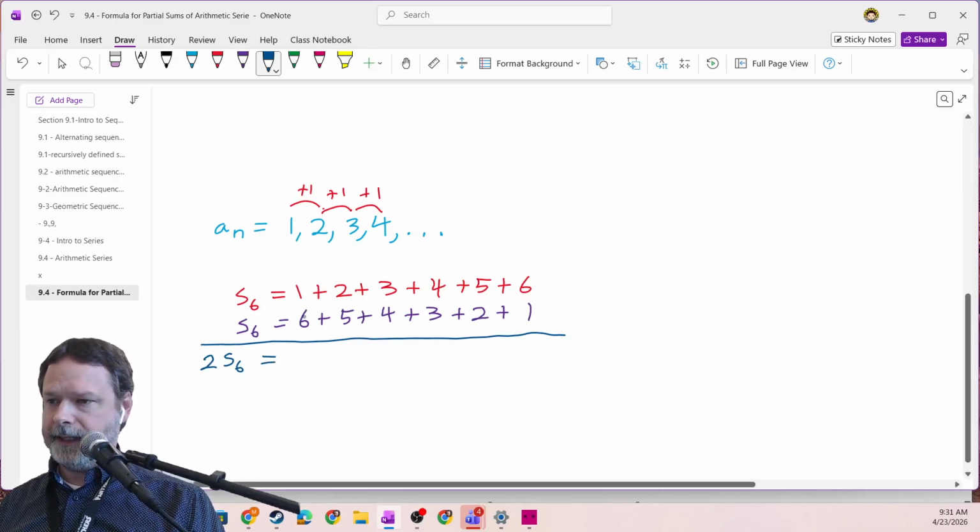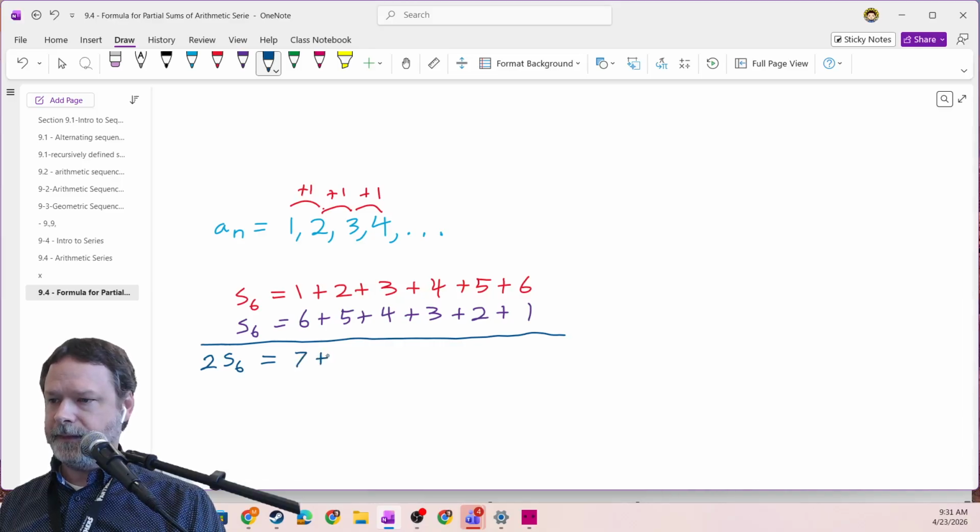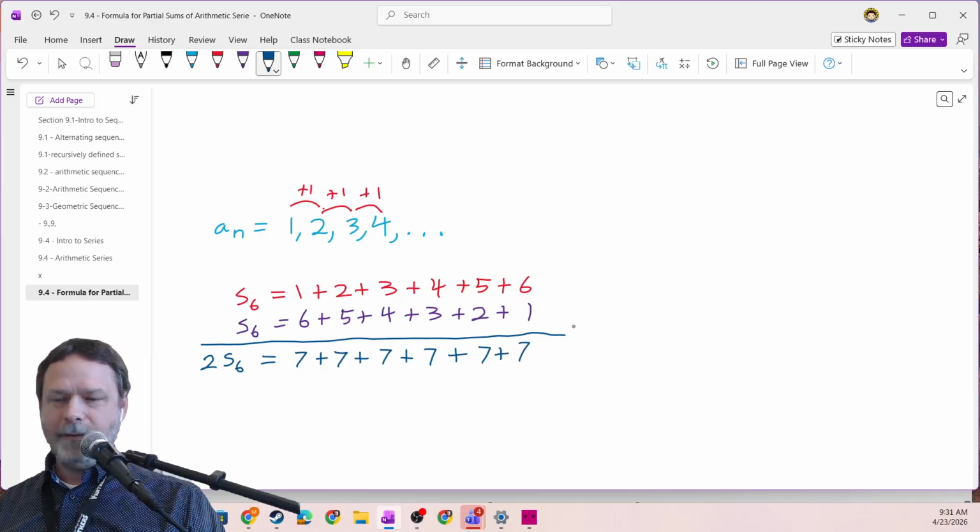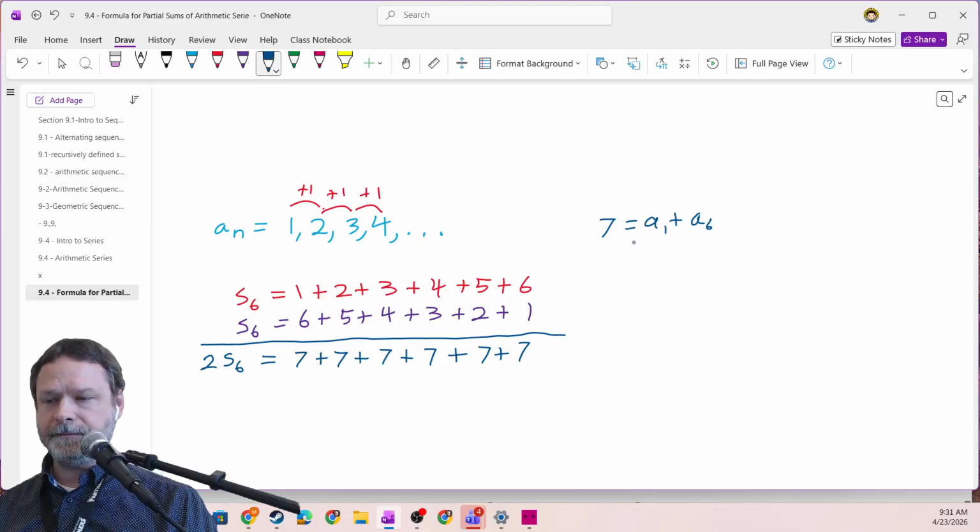And what do I get? 6 plus 1 is 7, plus 2 plus 5 is 7. 3 plus 4 is 7. 4 plus 3 is 7. Wow, I'm sure getting a lot of 7s. And what is 7? 7 was my first term plus my 6th term, plus the last term I was adding. Now that's really interesting. And how many of those do I have?